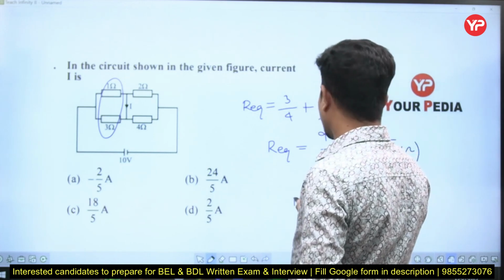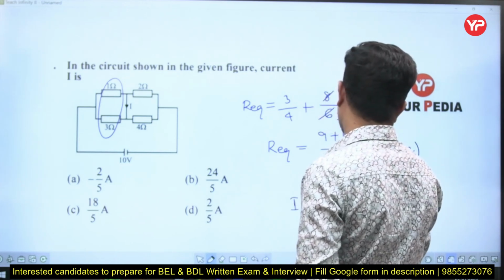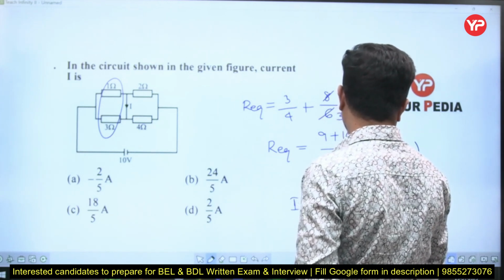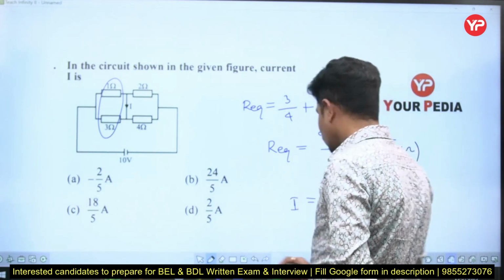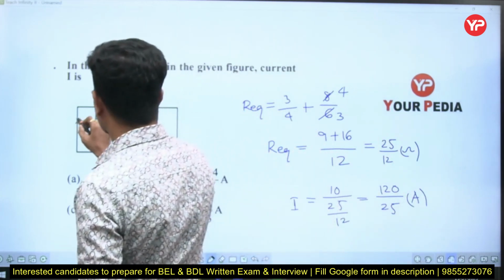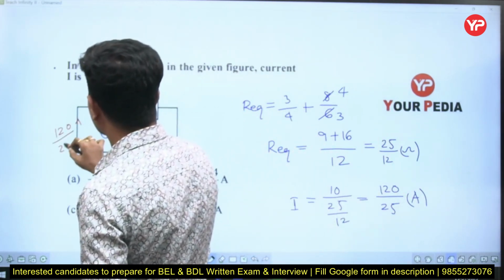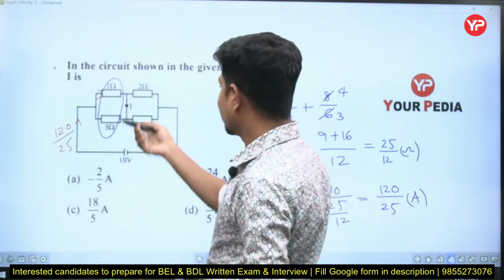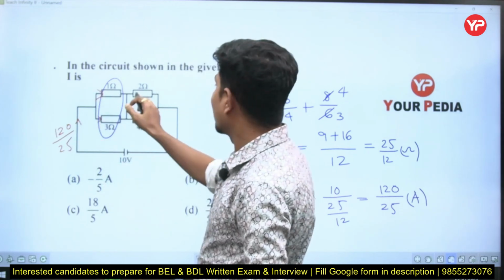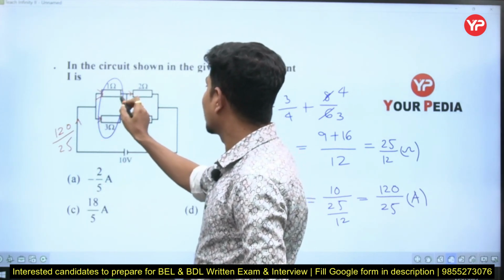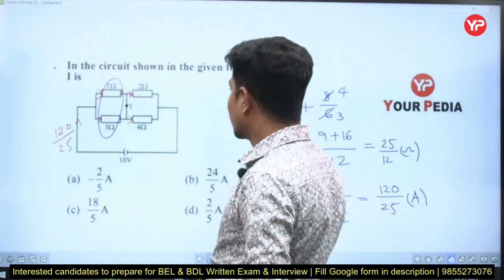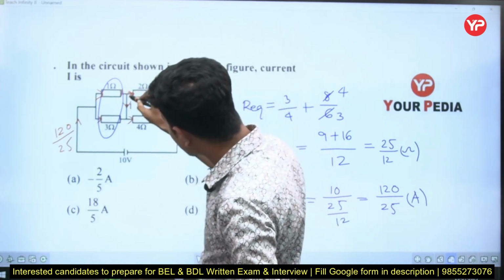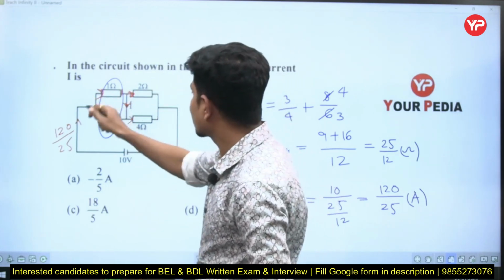Now the current I is equal to 10 divided by 25 by 12, that is 120 by 25. So this current is 120 by 25. In this current, apply current division here to get this current, then the remaining current will be this. This current minus this current will be this current, right? According to KCL, what is coming here, part of it goes, and the remaining current will go here.